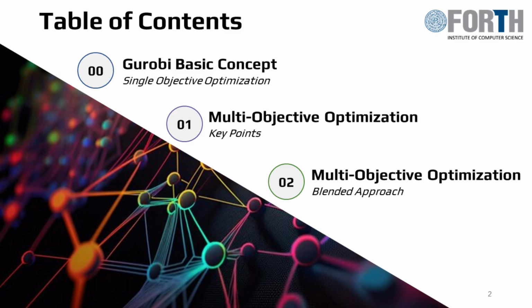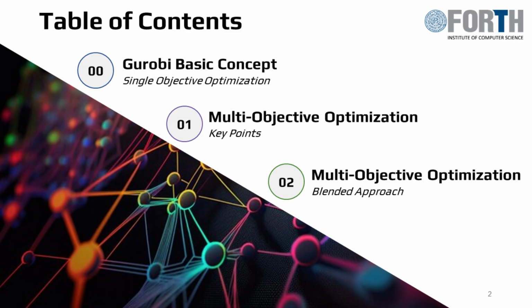We begin with a short recap of the basic Gurobi modeling concept under single-objective optimization. This ensures that the structure of a model, variables, constraints, objective, and optimization sense is completely clear before we extend it. Even in multi-objective settings, the solver still relies on LP relaxations and branch and bound, so this foundation remains essential. Next, we introduce the key points of multi-objective optimization.